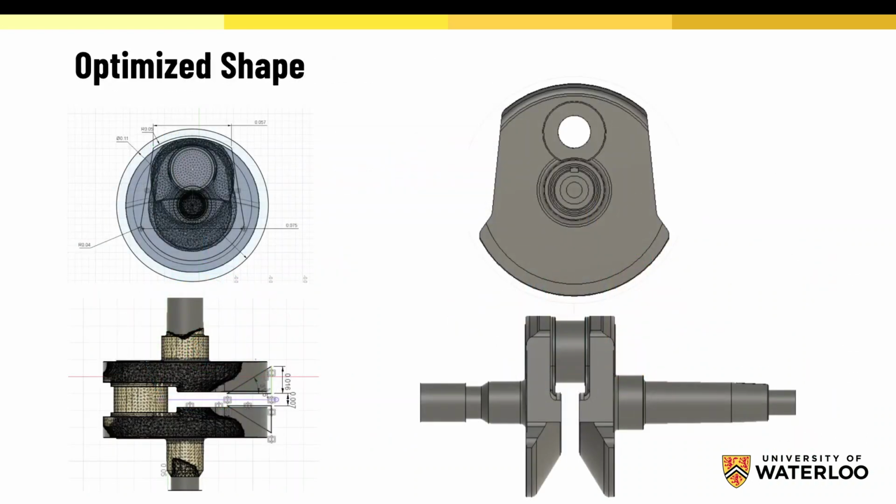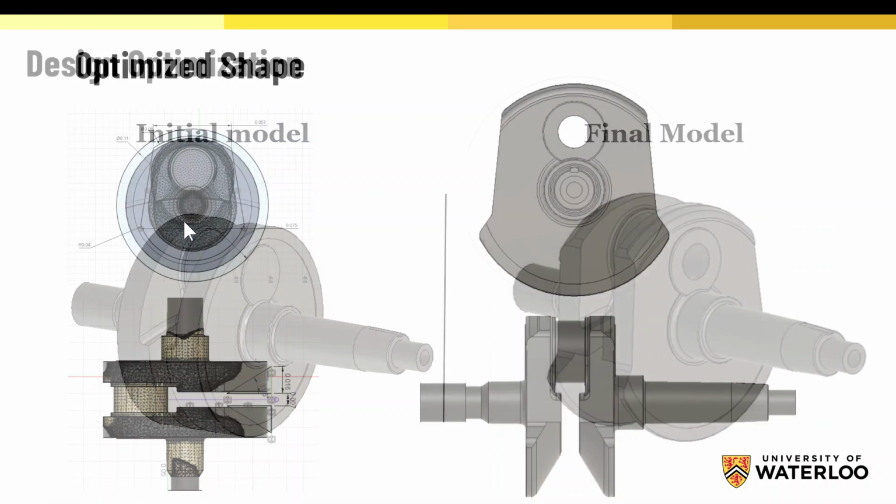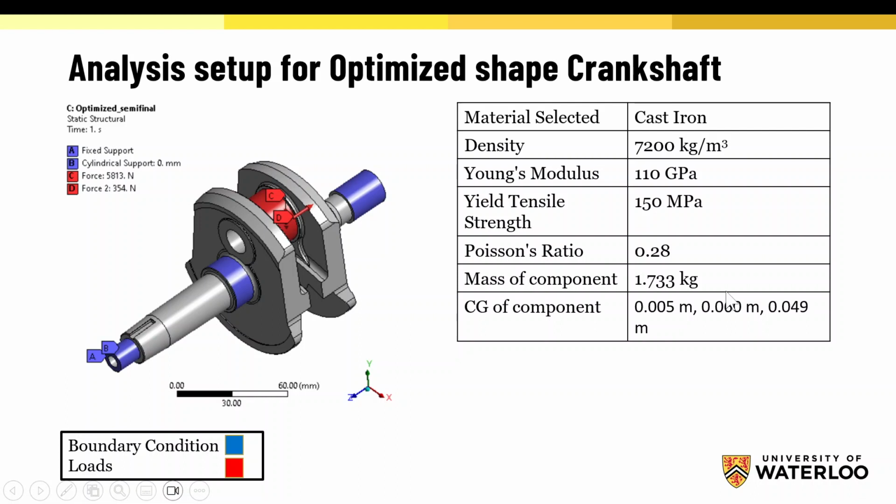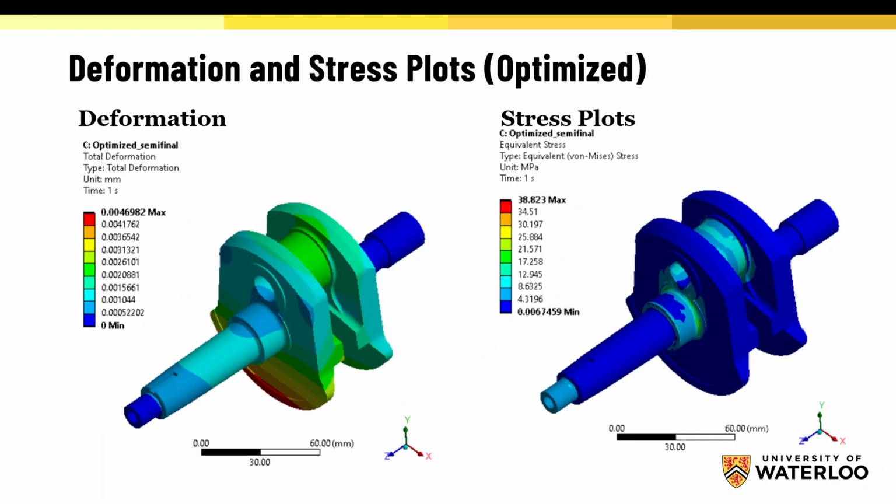Here's an example, and this is their ending design where they removed a ton of material in locations where it didn't need it. Okay, so that's something that's pretty cool. Here's their initial model where they started with a fully cylindrical kind of part, and then they turned it into this mass optimized version. And then they analyzed it to qualify that it would meet structural requirements. So they looked at not only the amount of deformation, but the amount of stress in the component.